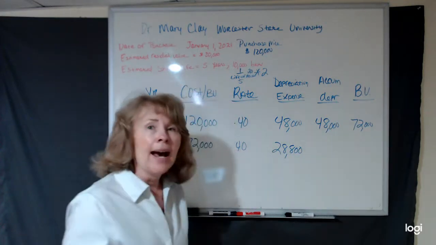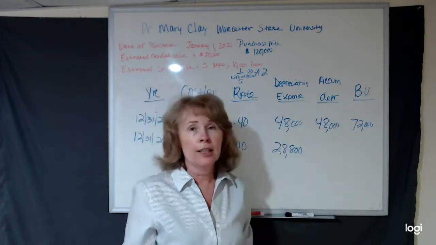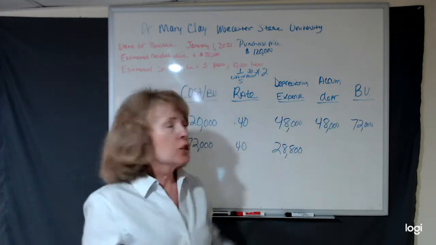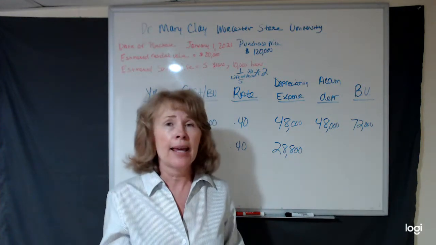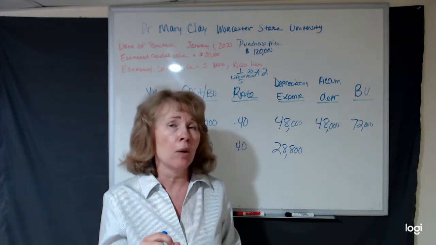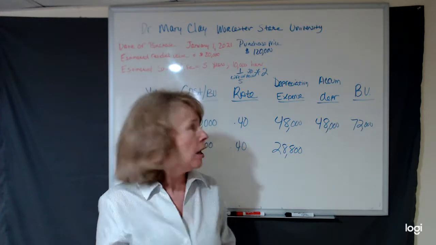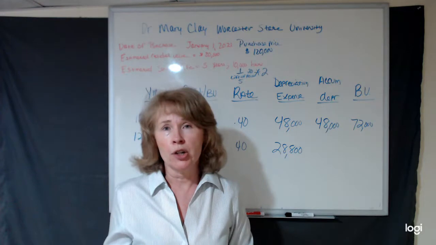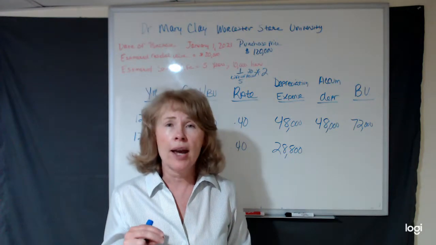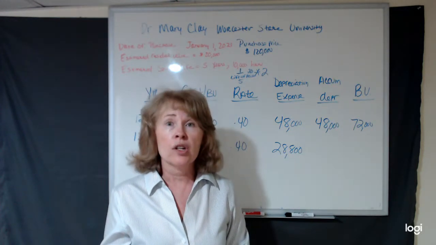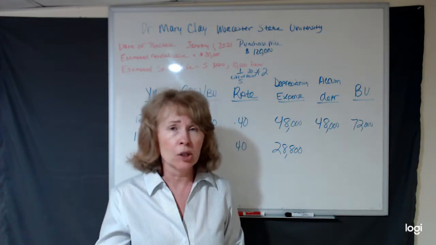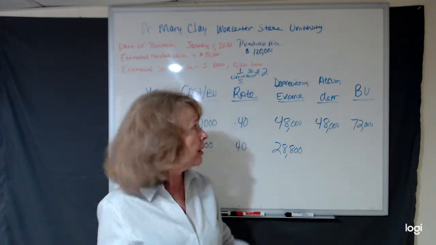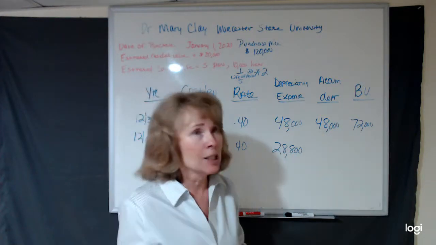Okay, now accumulated depreciation. Depreciation expense is only for 1 year. It's a temporary account. It gets closed to zero every single year. Accumulated depreciation is a contra asset, which means it's a permanent account. It will not get closed. So it's going to carry a balance. Depreciation expense is an expense.